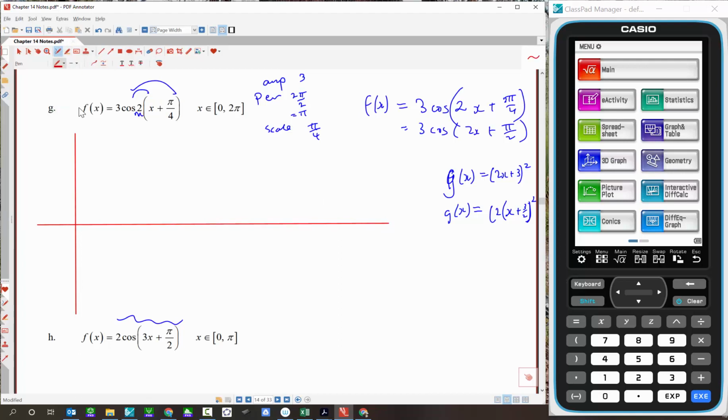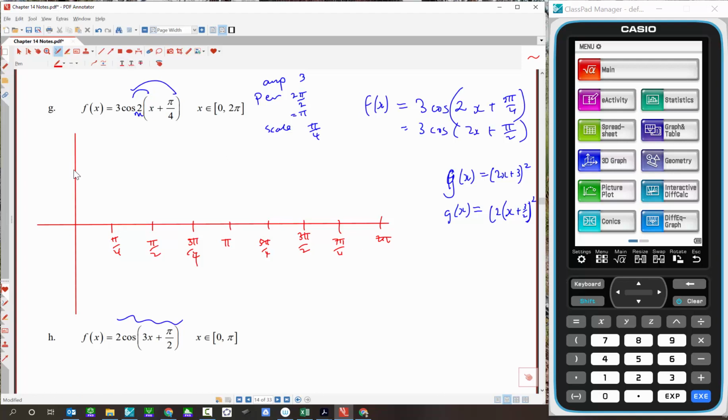Okay, so scale, so we're going to go pi on 4, pi on 2, 3 pi on 4, pi, 5 pi on 4, 6 pi on 4, which is 3 pi on 2, 7 pi on 4, 2 pi.